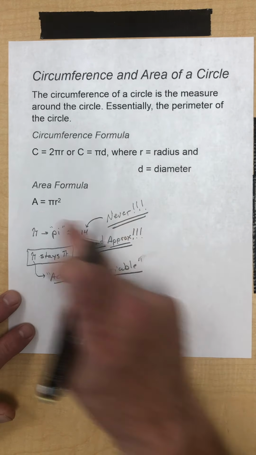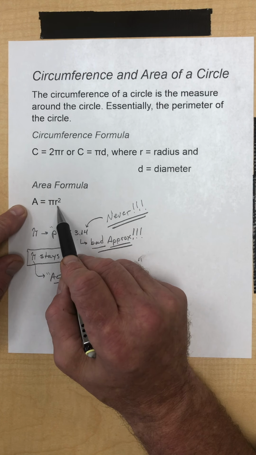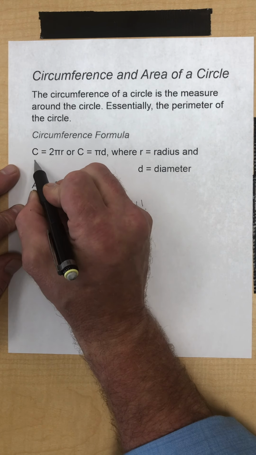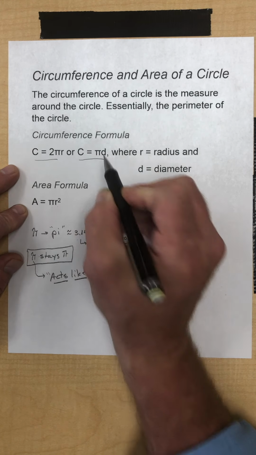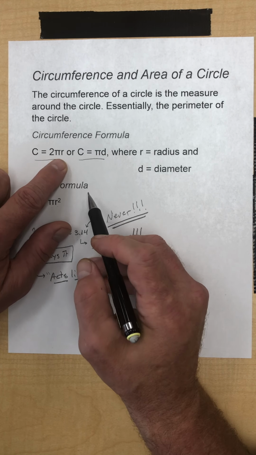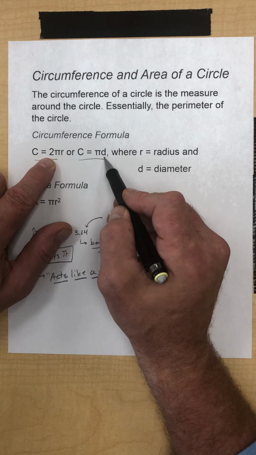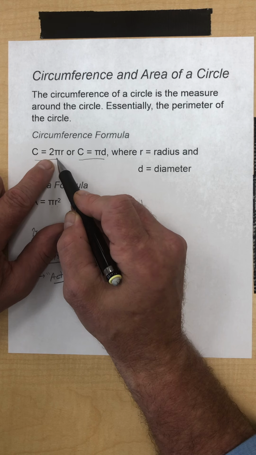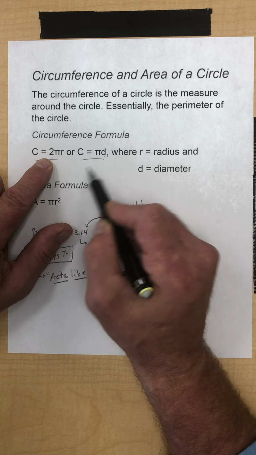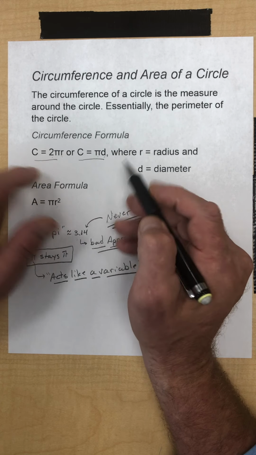So these are the formulas we're working with. The area formula is always pi times the radius squared. Never changes, always the same. With circumference, you get two different ones. Circumference equals 2 times pi times the radius. But remember, 2 times the radius is just the diameter. So in any circle, if you take the radius and multiply it by 2, you always get the diameter. So sometimes rather than writing 2 times pi times r, they just write pi times the diameter.